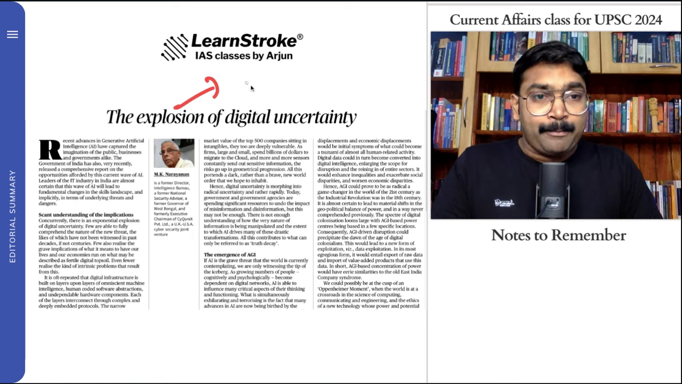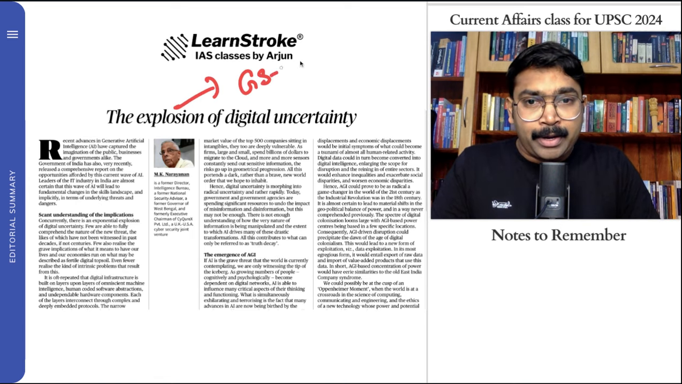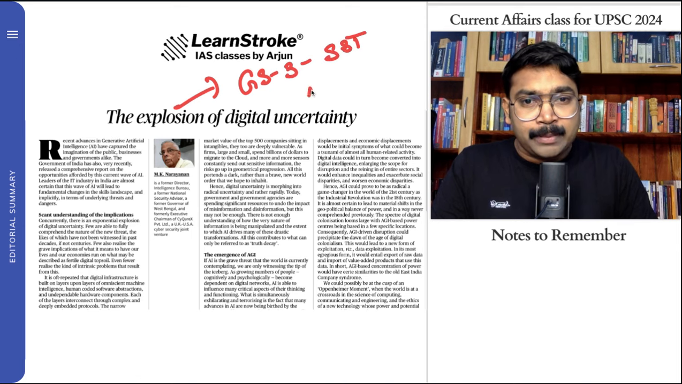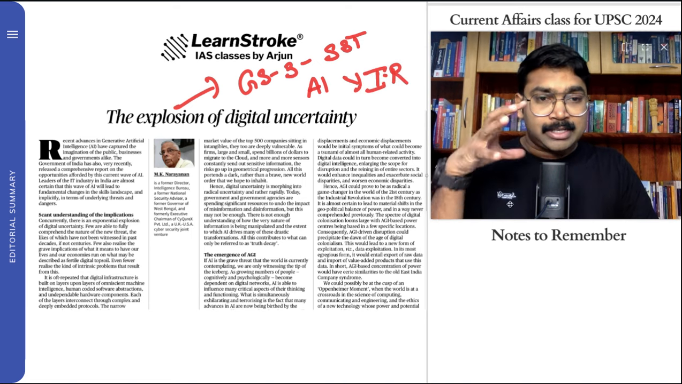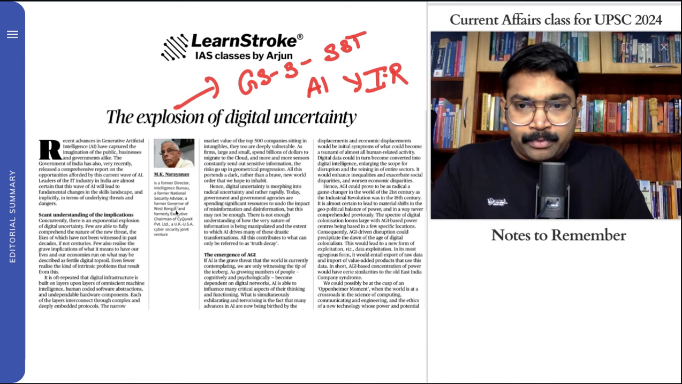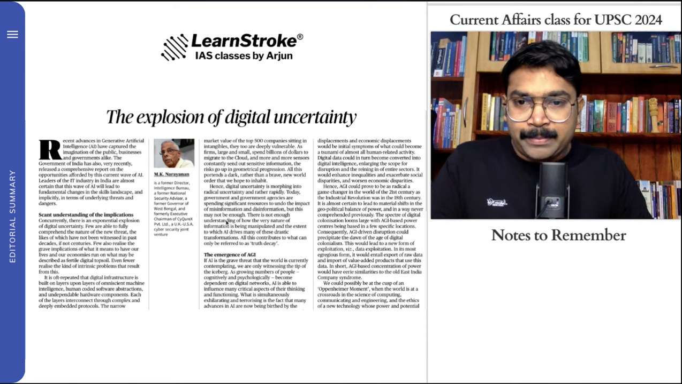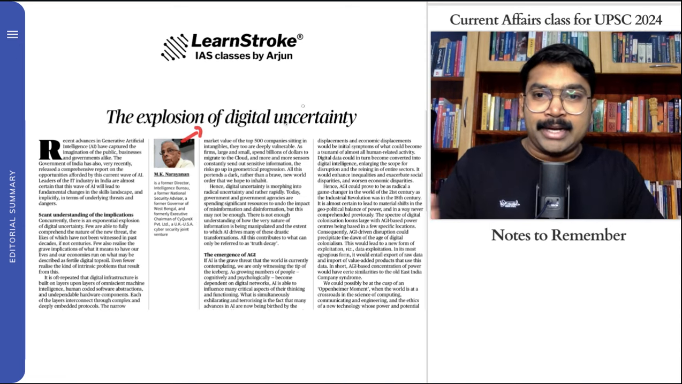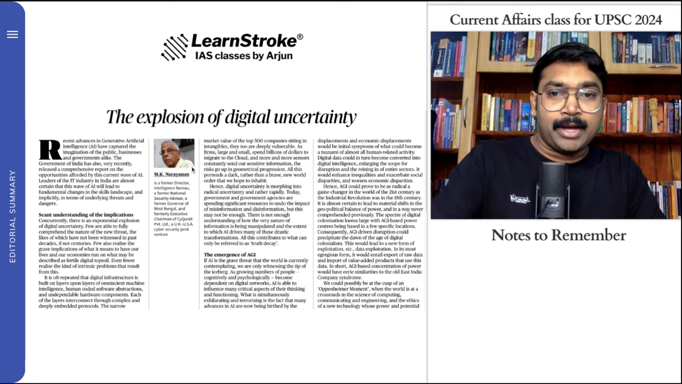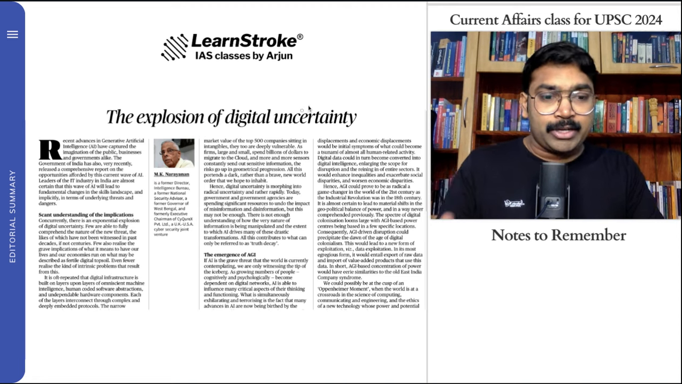the explosion of digital uncertainty. Very important. It falls under GS paper 3, science and technology, because this talks about artificial intelligence and also a bit of international relations, because it talks about international countries. It's written by the famous MK Narayanan, the former director of the Intelligence Bureau. He was a former IB chief. You get a lot of good internal security related articles from MK Narayanan, so please don't miss such articles. I'm just trying to explain the summary.